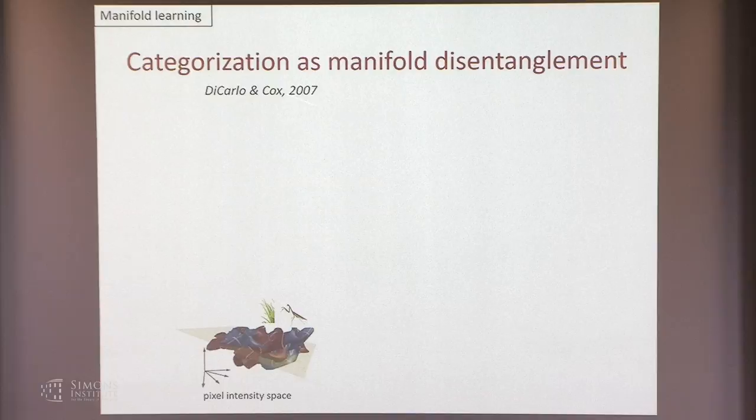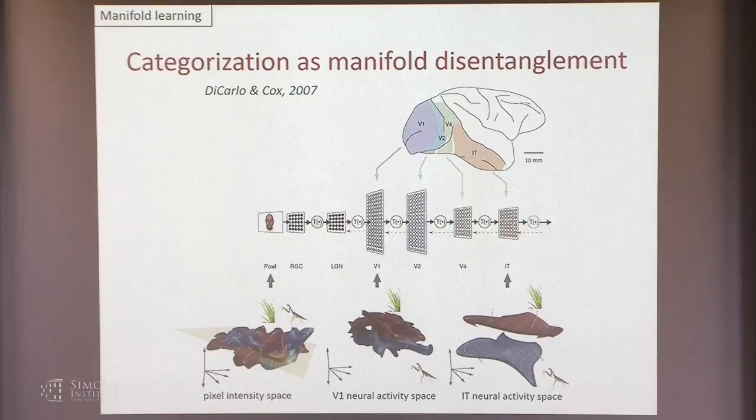And going back to this illustration from DiCarlo and Cox, the way to view the visual system is that layer after layer of visual processing is trying to disentangle these manifolds without destroying their internal structure, so that you can learn very easily from very few examples by linear classification. And because you did not destroy the structure of the manifolds, you can generalize. So that's one way to think about object categorization and visual processing. And this is, of course, what we really need to do.